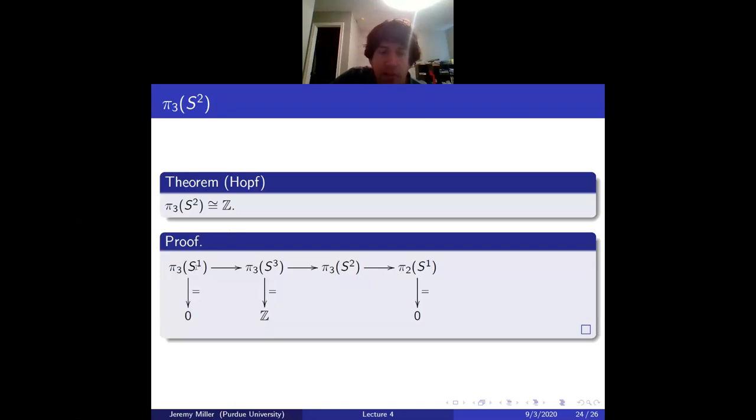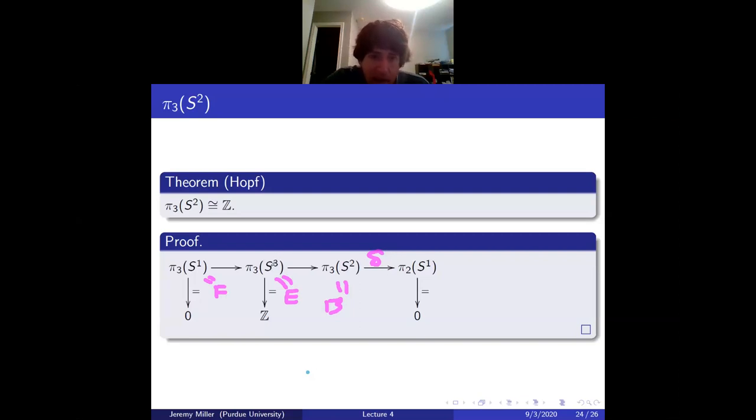Yeah. So S1 is the fiber. S1 is F. S3 is E. S2 is B. Okay. So this is E, this is F, and then this map is delta. So this is the one that lowers homotopy groups, and it goes from the base to the fiber. And this is the Hopf fibration.